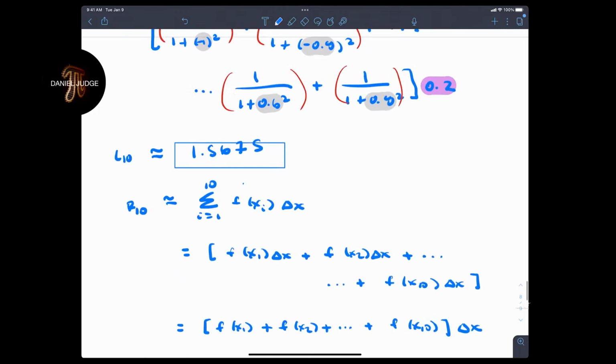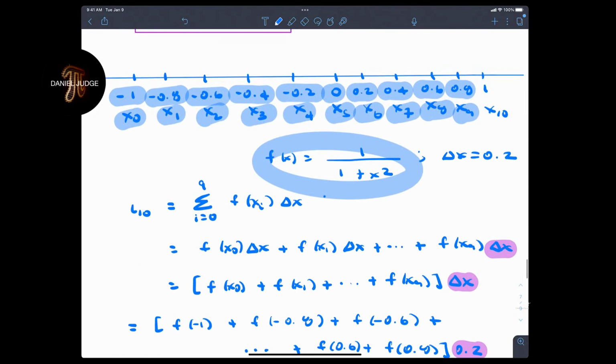So these are all the right endpoints now. And they're going to slightly vary now. In other words, you don't start at x0. Here you start at x1, but you end at x10 here.